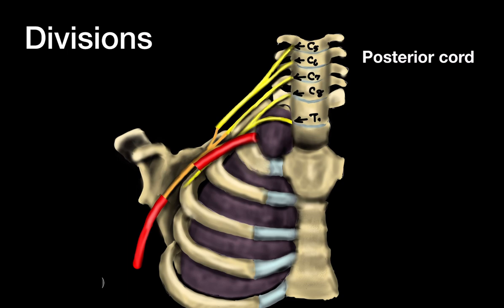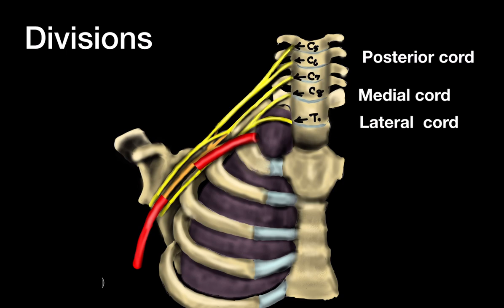The anterior division of the lower trunk continues downwards as the medial cord of the brachial plexus. And you can see the medial cord is at first posterior to the first part of the axillary artery and then it becomes medial to the second part of the artery. The anterior divisions of upper and middle trunks will unite to form the lateral cord, which is lateral to the first part and second part of the axillary artery.